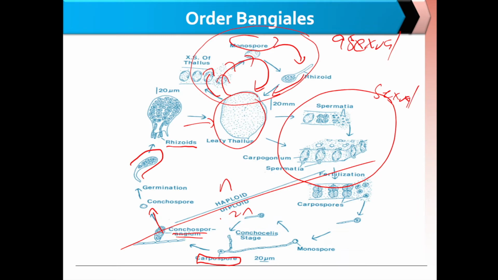So in your sexual phase, your thallus can develop a spermatia and a carpogonium. So again, your spermatogonia, those spermatium that is released will unite with your carpogonium. May trichogyne ka ulit, then mag-fertilization. After that fertilization, inside that carpogonium or the carposporophyte, you will develop the carpospores right here, and those carpospores will develop into monospores, and it will elongate, will develop the conchosporangium, conchospore, and so on and so forth.